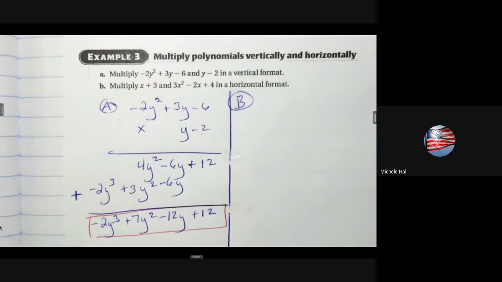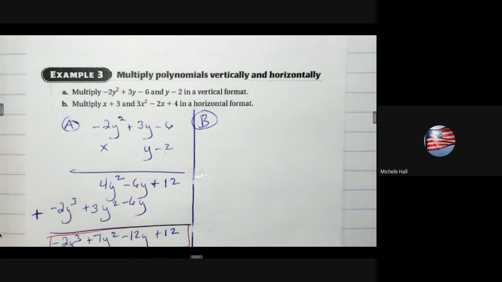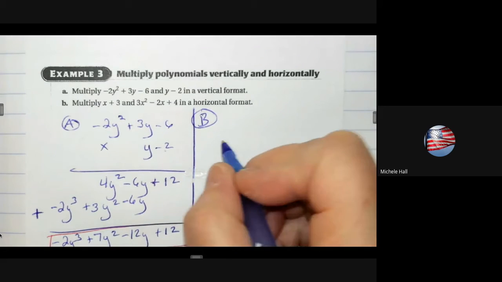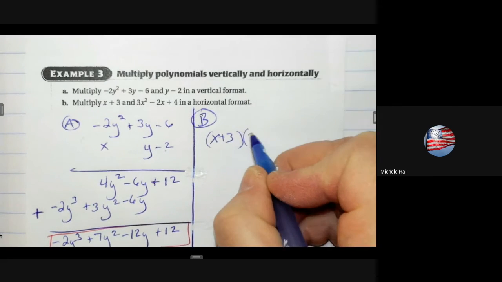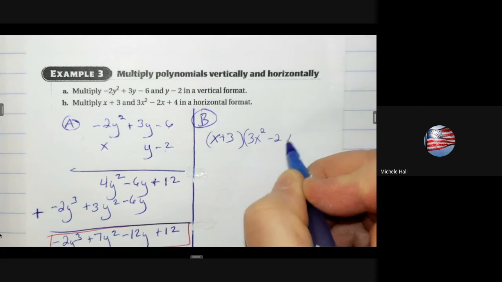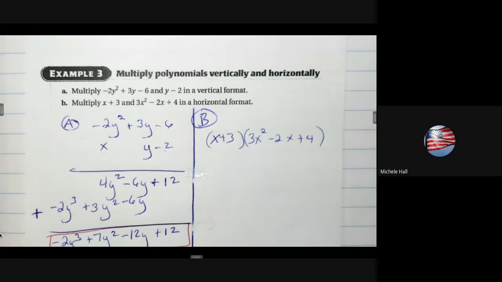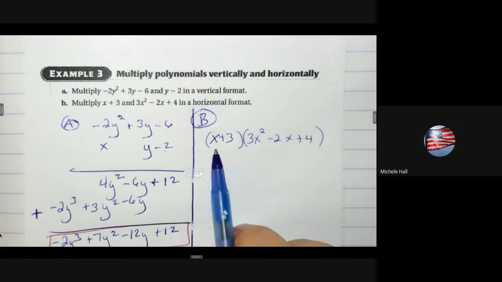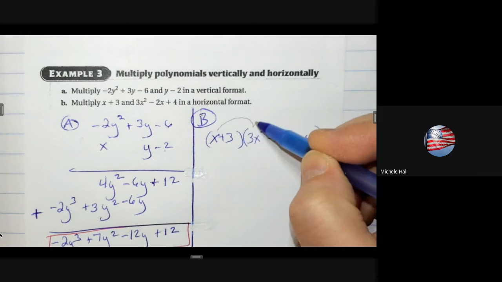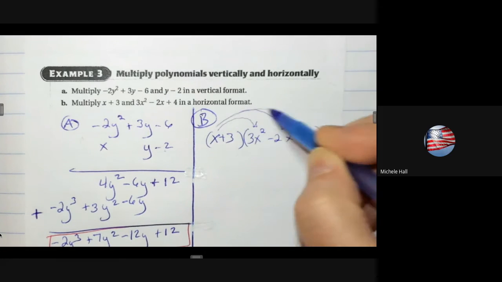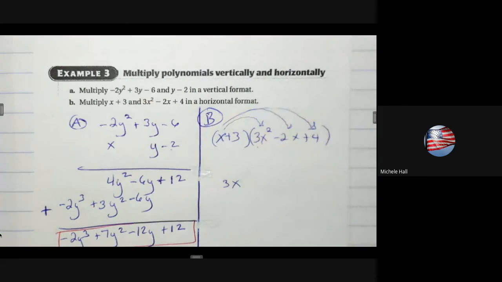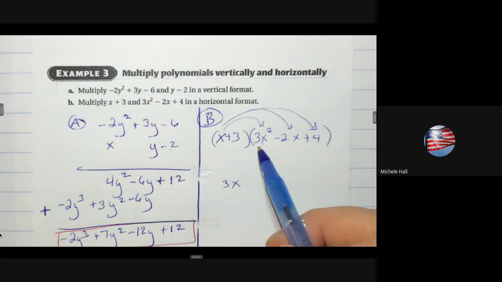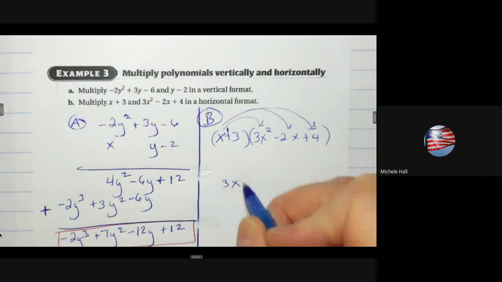Okay, problem B. Now we are going to multiply them horizontally. So we have x plus 3 times 3x squared minus 2x plus 4. So basically we're doing the distributive property. Starting with my x term, I'm going to multiply my x term 3 times. Once, twice, and 3 times. So x times 3x squared is going to be 3x to the 4th. We're adding exponents when we're multiplying. X times 3x squared is going to be 3x to the 3rd power.